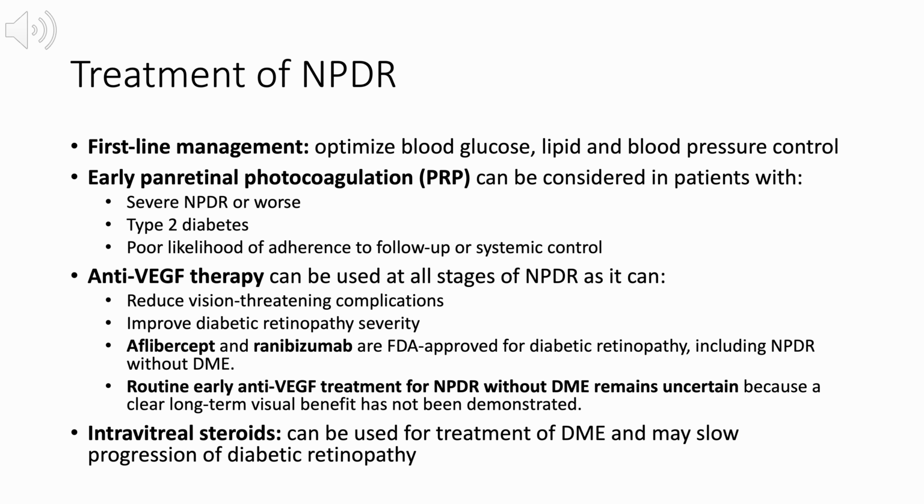First-line management is exactly what we described in the systemic section. Optimize blood glucose, lipid, and blood pressure control. That remains the foundation at every stage of this disease. Beyond systemic optimization, early panretinal photocoagulation, or PRP, can be considered in a specific subset of patients: those with severe NPDR or worse, those with type 2 diabetes, and those with a poor likelihood of adherence to follow-up or to systemic control. Anti-VEGF therapy can be used at all stages of NPDR, and it accomplishes two things.